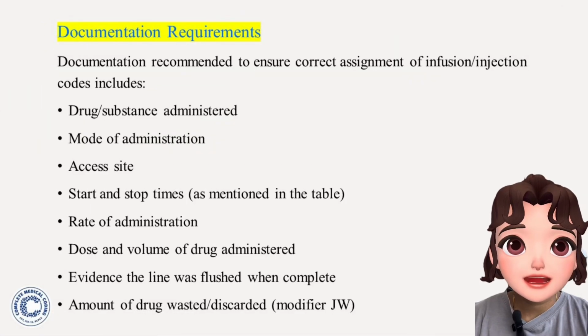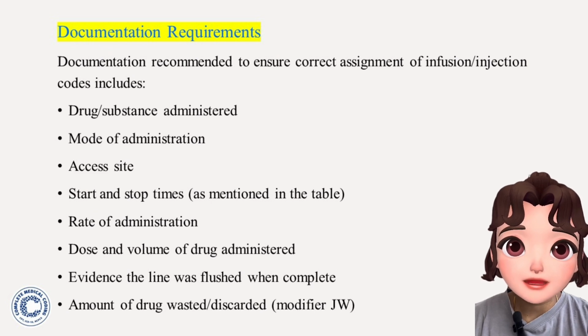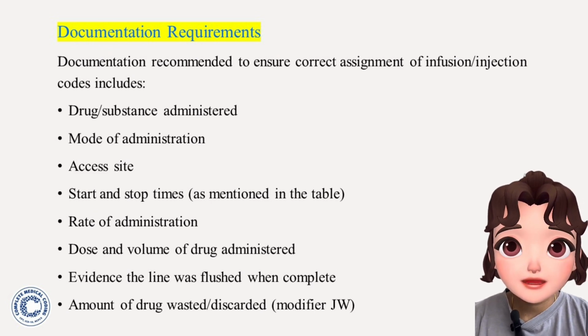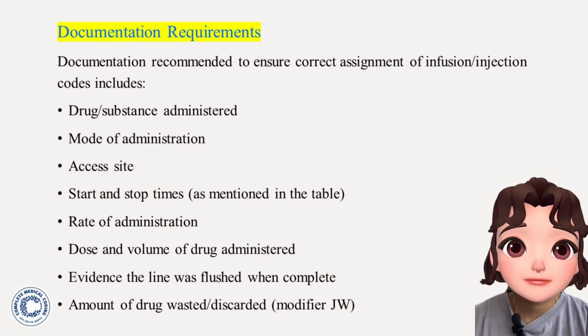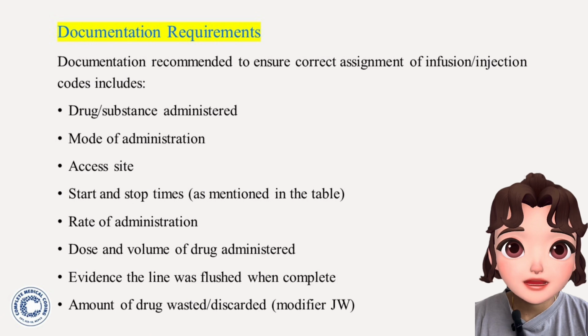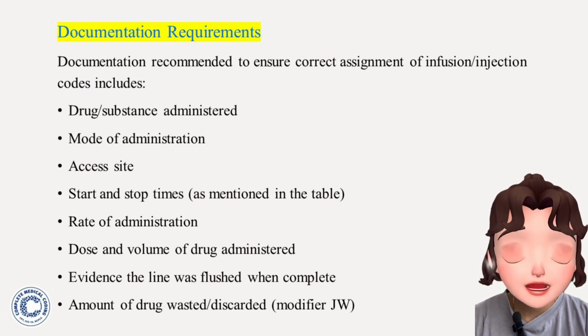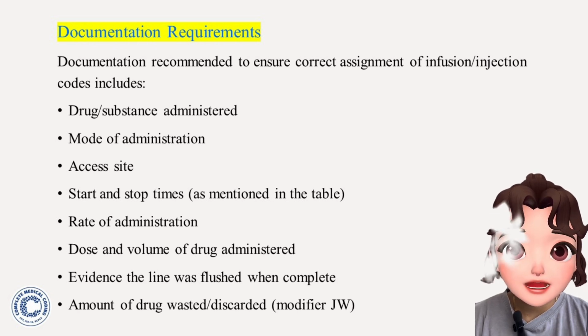Now moving on to the third hierarchy, documentation requirements. What are the documents required? Documentation recommended to ensure correct assignment of infusion or injection codes includes these points that need to be remembered. Which substance or drug is administered, the mode of administration, the access site, all these have to be documented. The start and stop times, as mentioned in the table I'll be showing in the next slide.